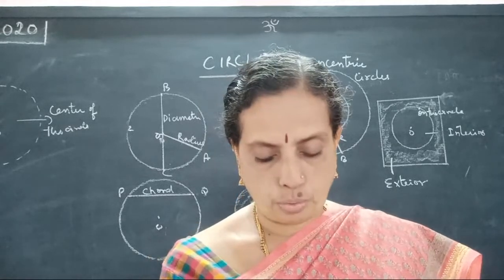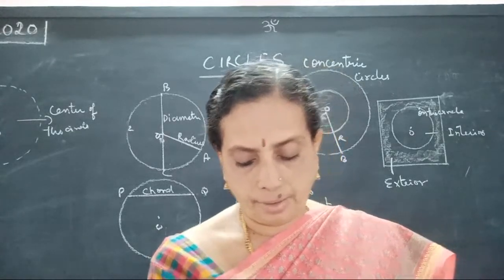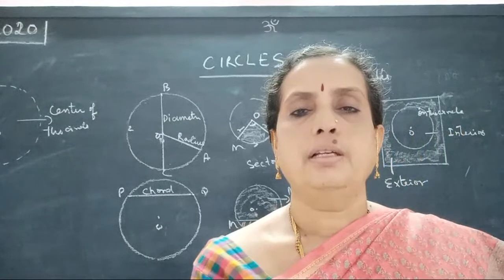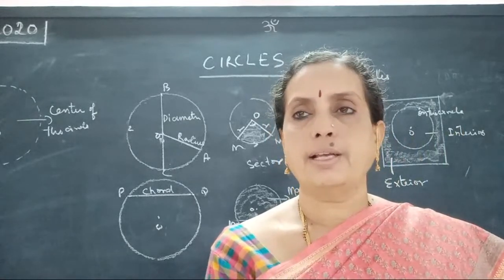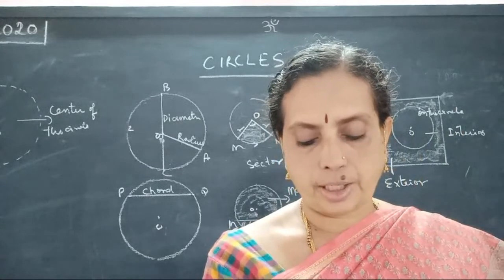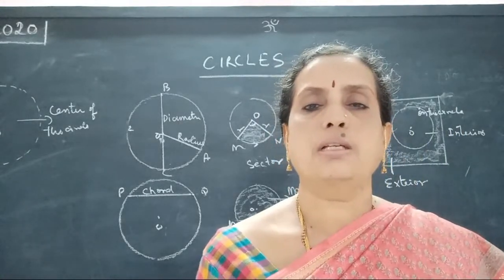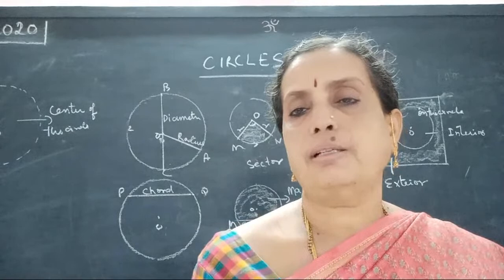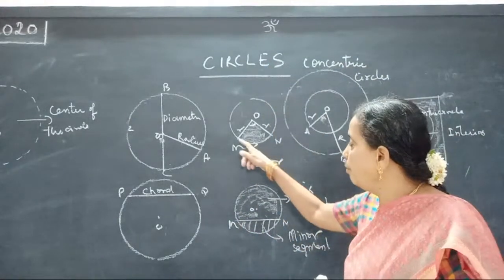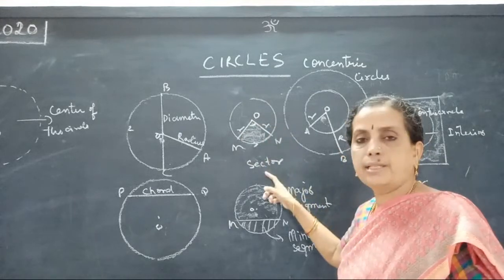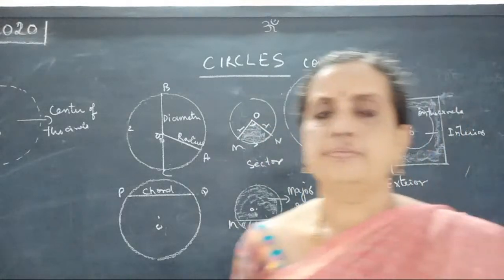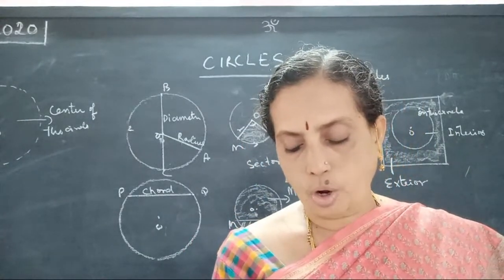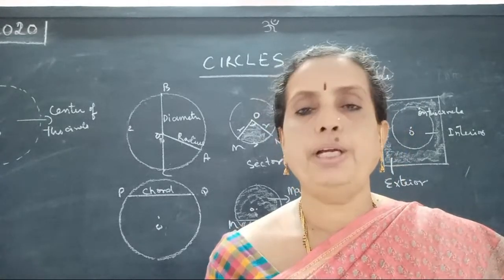Yes, it is true. Next, sector is the region between the chord and its corresponding arc. True or false? Sector is a region between the arc and radii of the circle, not the chord. It is a region between the arc and the radii, then it is a sector. Okay? False.